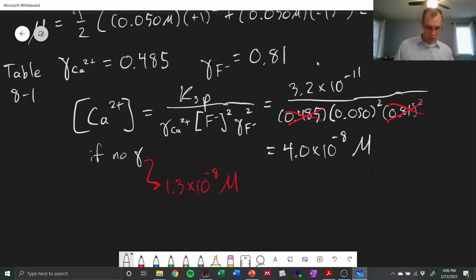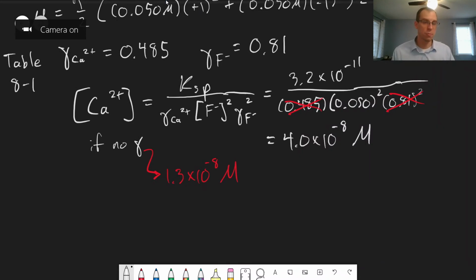So it's still the same order of magnitude, but the solubility increased by almost a factor of 4, which is a pretty significant difference. So not taking activity coefficients into account would give us a pretty large percentage error in terms of our expected concentration of calcium. So this is an example of a case where it really matters, where it is important to include that activity coefficient. It gives us a fairly different answer than we'd expect.